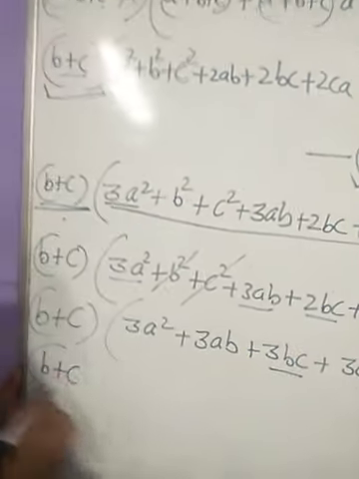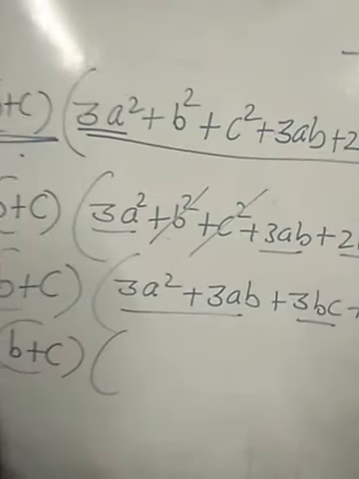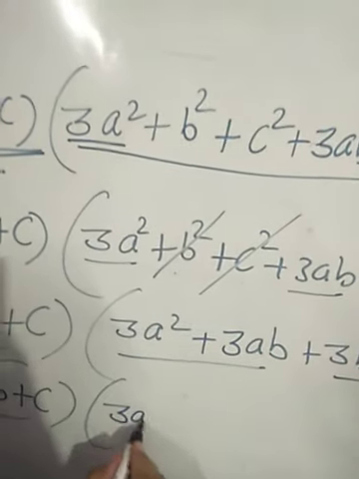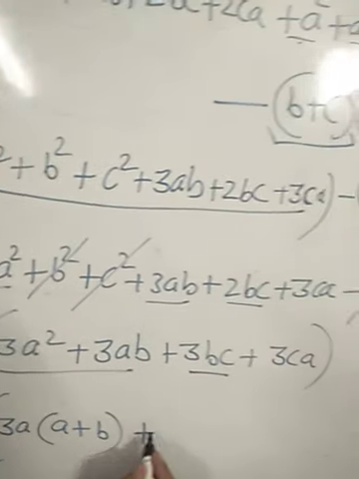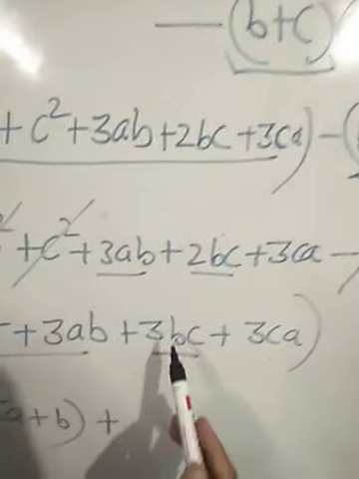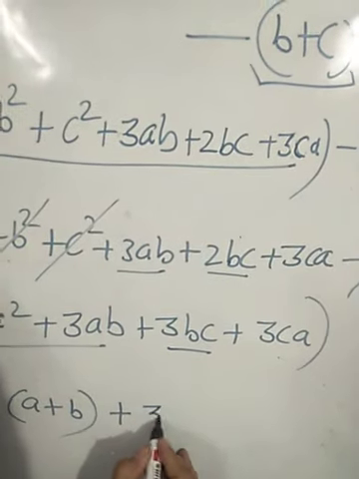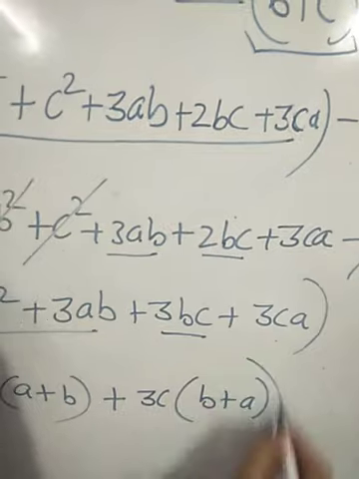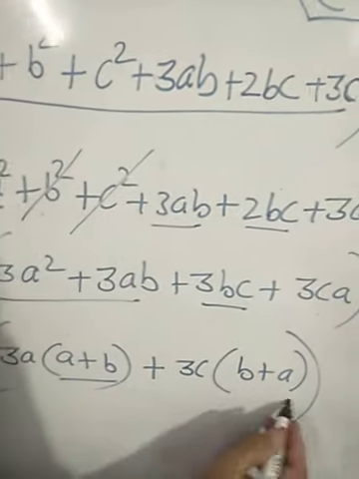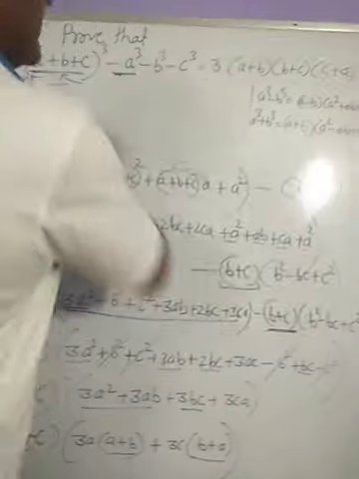See what we can do now. From the first two, something is common. What is the common? 3a. What is left inside? a plus b. From the next two, again something common. 3c. We can take 3c common. What is left? b plus a. Remember one thing, a plus b and b plus a, this is the same thing.